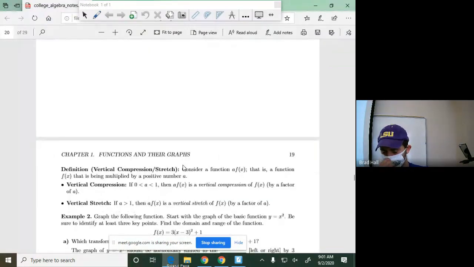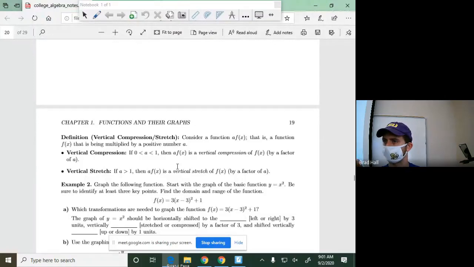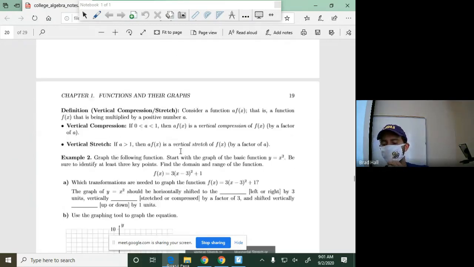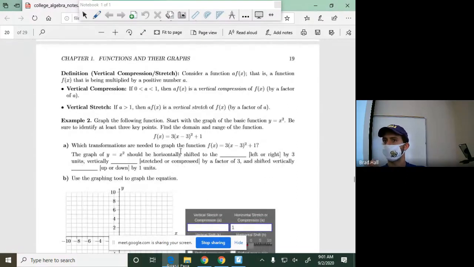So like I said, we're going to be doing stuff like that and slowly throwing things in as we go as well. So for example, we talked about how to move a graph left to right, up or down. What about if we want to compress it or stretch it? So what about if we have, say, a cup shape and we want to compress it or stretch it? What do we do? How does that translate algebraically?